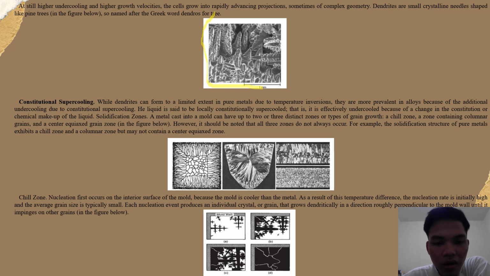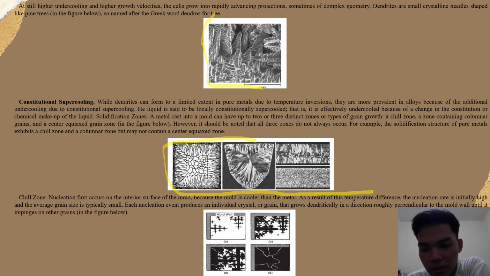Solidification zones. A metal cast into a mold can have up to three distinct zones of types of grains: a chill zone, a columnar zone containing columnar grains, and a center equiaxed grain zone, as in the figure below. However, all three zones do not always occur. For example, the solidification structure of some metals exhibits chill and columnar zones, but may not contain a center equiaxed zone.